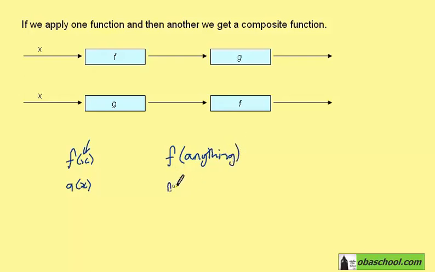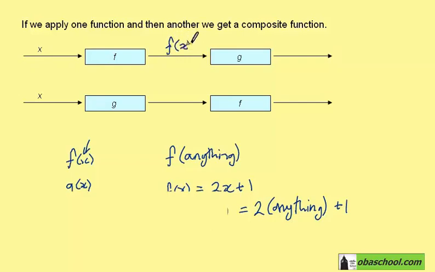If f of x was equal to 2x plus 1, then f of anything would be equal to 2 times anything plus 1. So if we input x into f, the output from that is f of x.